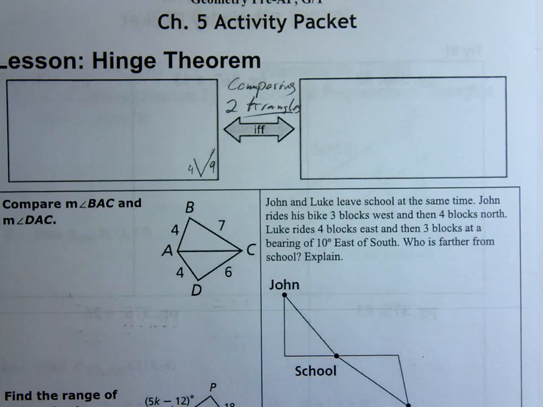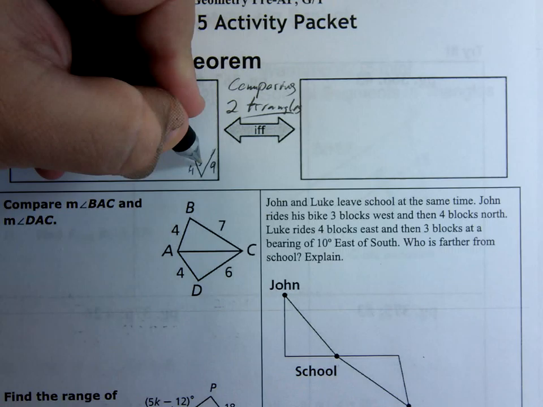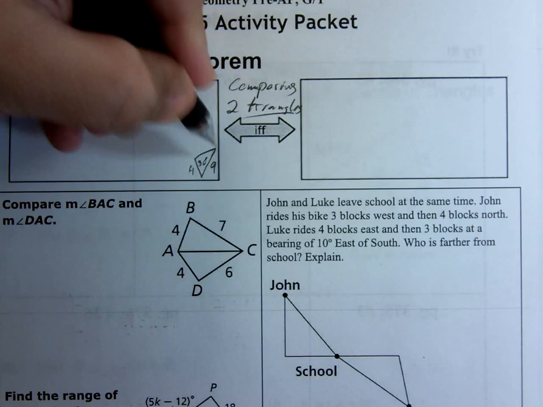Okay, so I've made the side 4, the side 9, we're dealing with the hinge theorem here. The angle in between, the included angle, we'll make it a 30 degree angle. And that third side, let's make it about 10 units, okay?